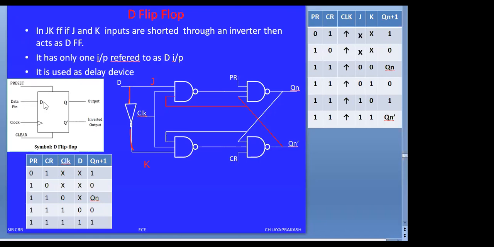Naku okate pin chupistunna input side. Remaining pins are same as of JK flip-flop. JK flip-flop block diagram chustunte, manaki rendinti kuda same untundi. The difference is the J pin is connected to the K through the inverter. If you observe the functional table of JK flip-flop, here I have highlighted the functional table of JK flip-flop. This is the functional table for the JK flip-flop.